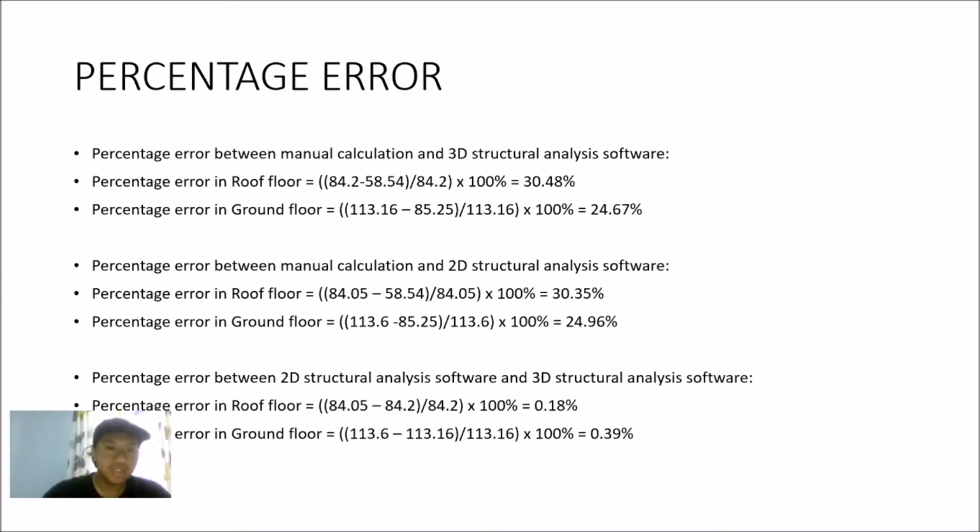For sure, the percentage error between the 2D structural analysis and 3D structural analysis software is not contradictory: for the roof floor there is only 0.18%, and for the ground floor it is 0.39%. But the comparison between the manual calculation and the 2D and 3D structural analysis software is quite contradictory. Maybe there are a few calculation errors that cannot be prevented.